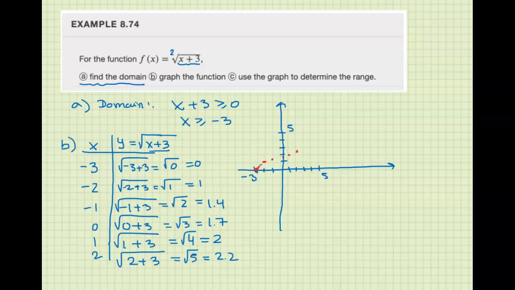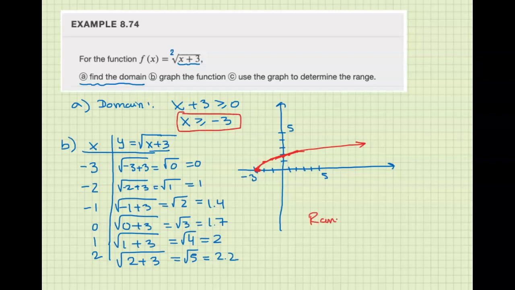Right, so I'm going to graph this, and it looks like this. Okay, so this is the graph of a square root function. So it starts here, and it keeps going up. Okay, so the domain is x is bigger than or equal to negative 3.